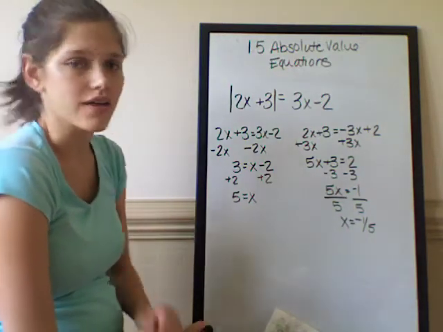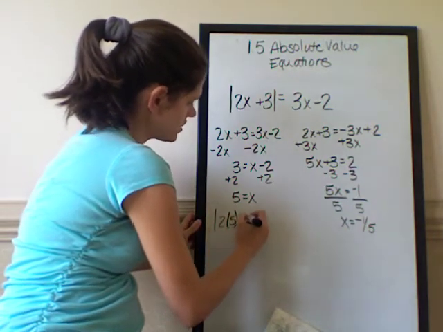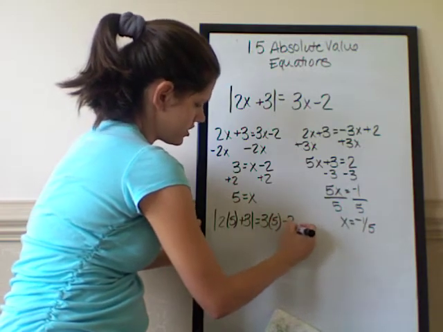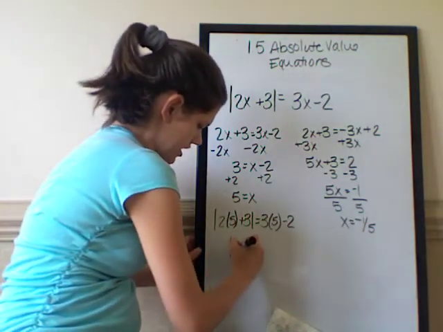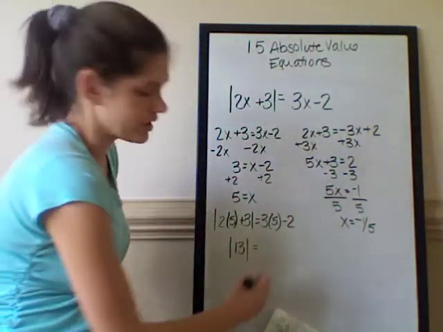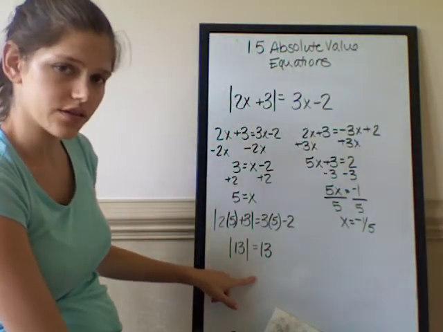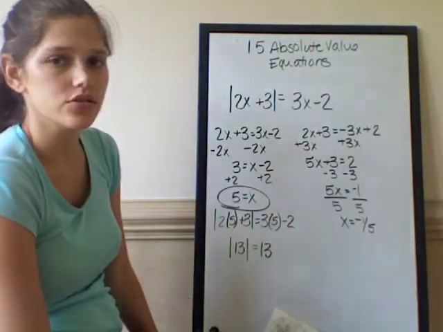When I plug 5 in, that's the absolute value of 2 times 5 plus 3 equals 3 times 5 minus 2. 2 times 5 is 10 plus 3 is the absolute value of 13. 3 times 5 minus 2 again is 13. Is the absolute value of 13 equal to 13? Yes. So this is a solution.